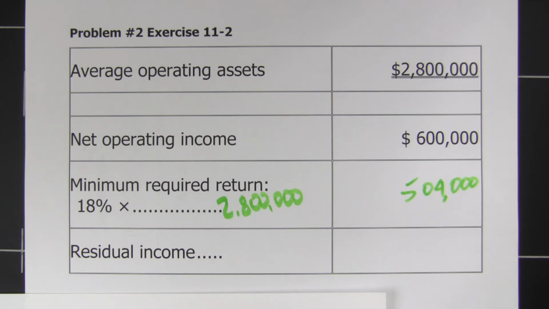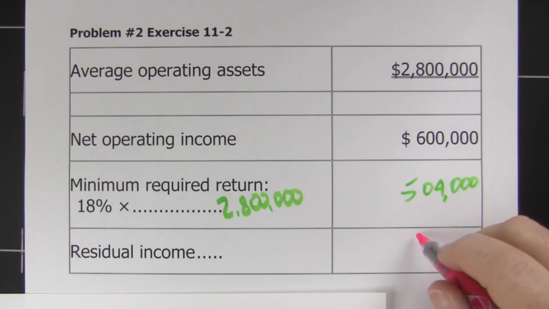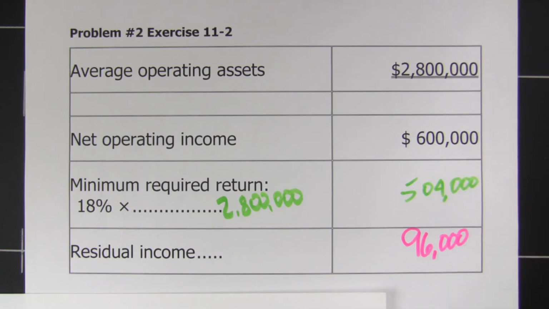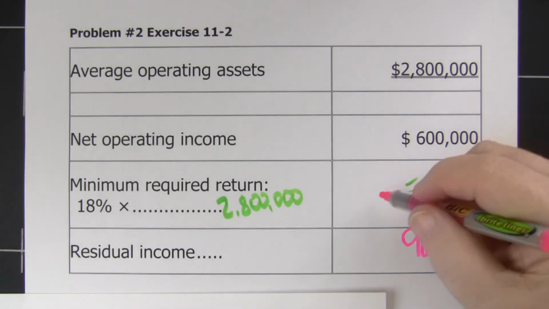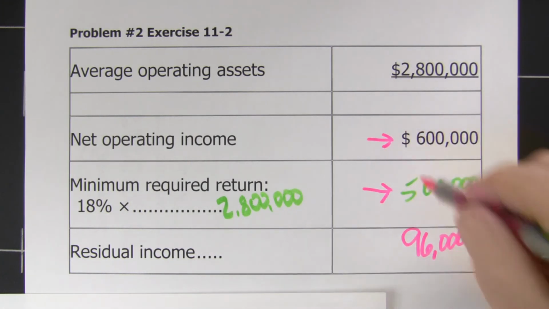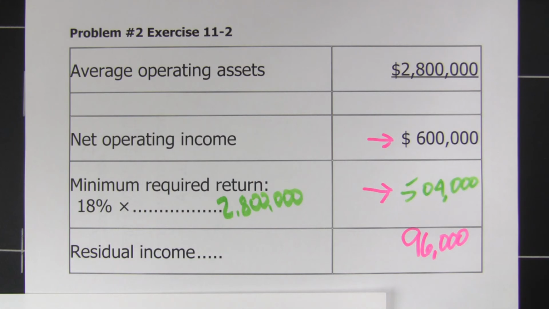And when we do that, we find that this company is indeed operating profitably according to their own standards and returning $96,000 in residual income. The difference between the minimum required return and the actual achieved performance is, by definition, residual income.